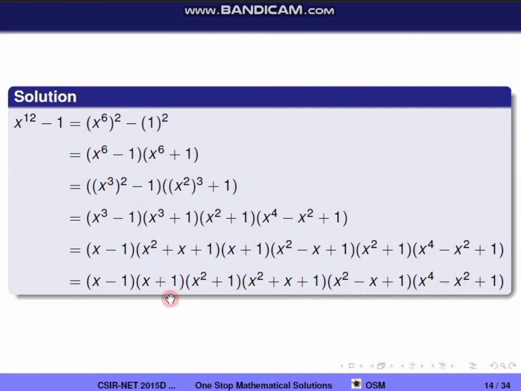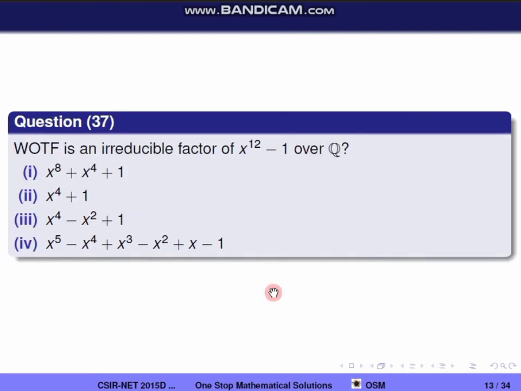So these are the product of irreducible and reducible factors of x power 12 minus 1. So when we compare with the options, we'll get the irreducible factor. So the irreducible factor is option 3.